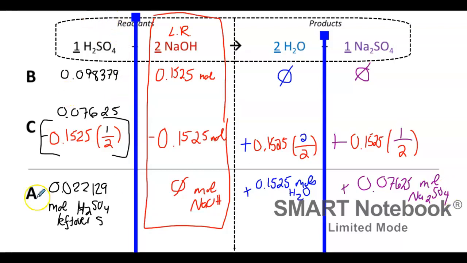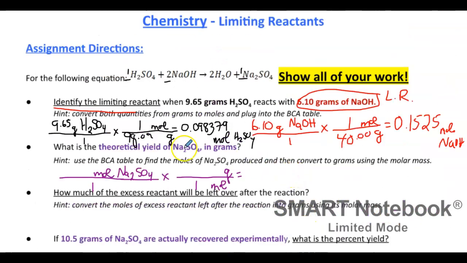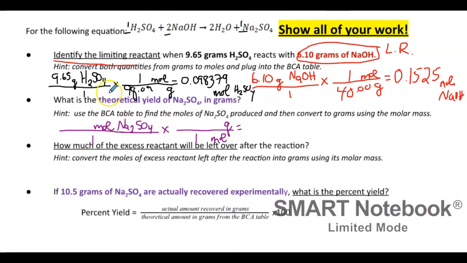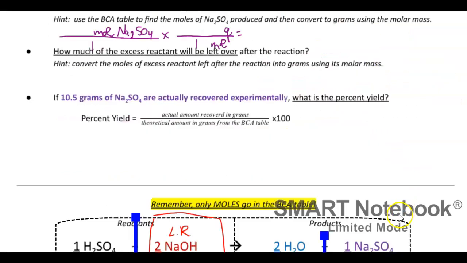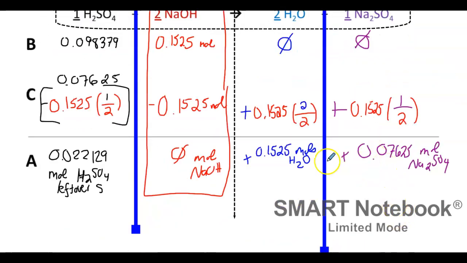Okay? I have done all the hard work now. I figured out that sodium hydroxide is limiting. I have this many leftover moles of sulfuric acid. I've created this many moles of water, and I've created this many moles of sodium sulfate. However, a lot of the questions don't want moles, they want grams. So now we actually can start the second question. What is the theoretical yield of sodium sulfate in grams? Hint: use the BCA table to find the moles of sodium sulfate and then convert to grams using the molar mass. Okay, so how many moles do we say?